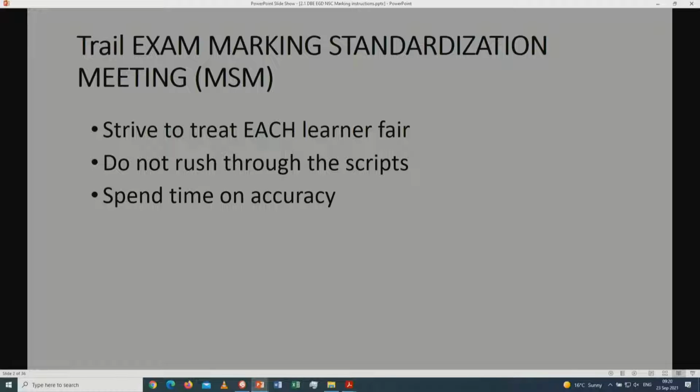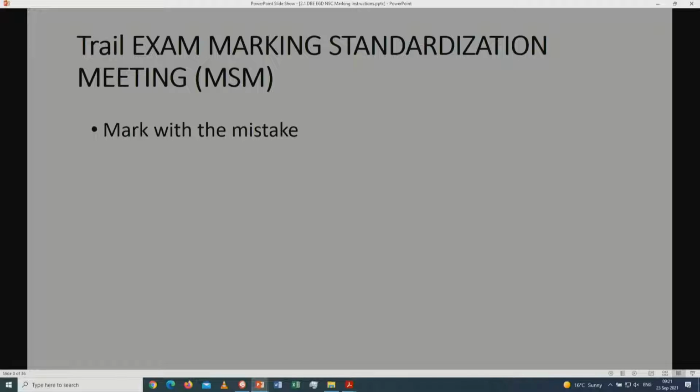Spend time on accuracy. And then also, besides that, if you start tomorrow with the next question, make sure you go through the question, go through the answer sheet, go through the memorandum every time when you break, every time when you come back to the answer sheet and start marking again. Just familiarize yourself with the answer sheet, and then also be fair at all times. The principle of marking with the mistake is always important when you mark in engineering, graphics, and design.